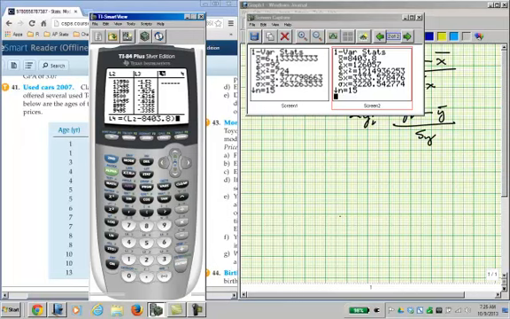8403.8, close parenthesis, divided by S sub x, 3333, and let's call it 0.6. So 3333.6, I hit enter. Okay.